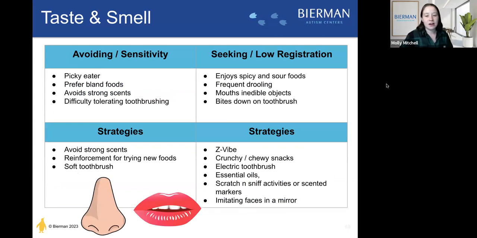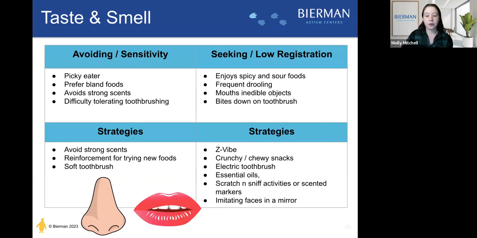So when children are avoiding or sensitive to taste and smell, they might be a picky eater. They might prefer bland foods. It's really common for kids with autism to prefer bland or starchy foods because the taste is more consistent than fruit or vegetables. You might bite into a raspberry that's sweet, but then the next one could be tart or sour. So bland and starchy foods like pasta or chicken nuggets are more predictable. And so that might be a reason why some kids who are avoiding or sensitive to taste and smell prefer those foods. These kids might also avoid strong scents, and they might have difficulty tolerating toothbrushing because of the input that they're getting in their mouth.